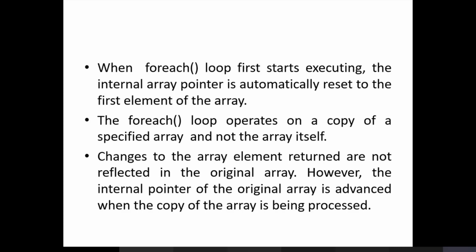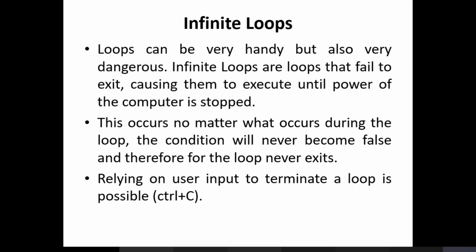When the foreach loop first starts executing, the internal array position is automatically reset to the first element of an array. The foreach loop operates on a copy of the specified array and not the array itself. Changes to the array element returned are not reflected in the original array. However, the internal position of the original array is advanced when the copy of the array is being processed. That is about foreach.